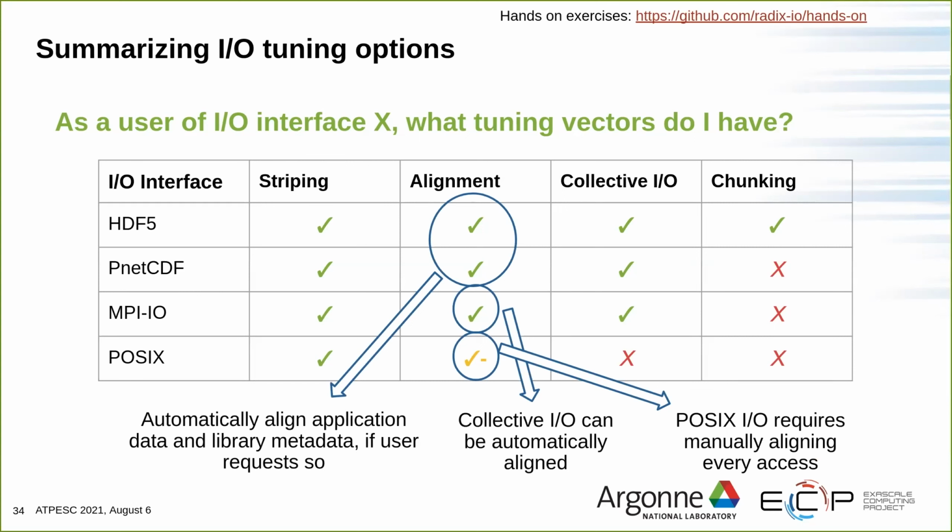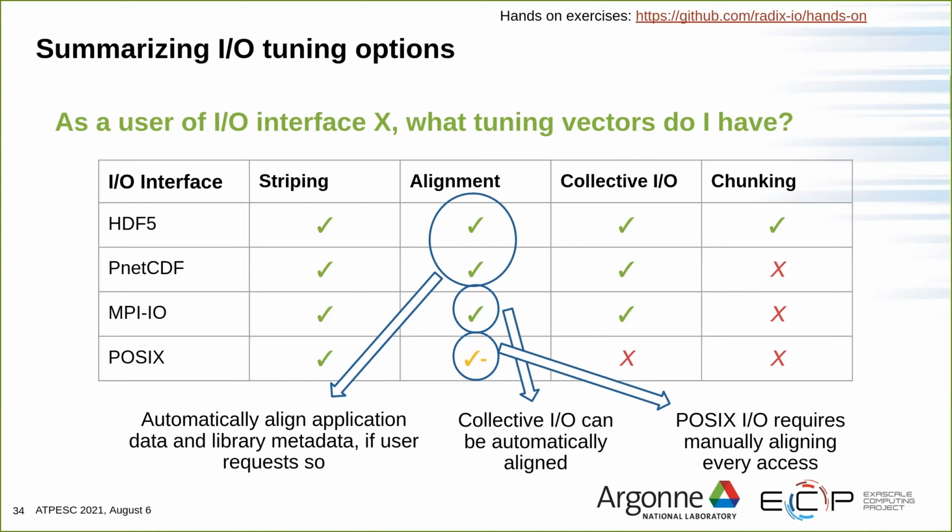On the alignment front, it's a little more complicated. HDF5, PNetCDF, and MPIO are all basically alignment aware. I have a check minus for POSIX because while technically you can manually make sure you align your accesses via POSIX, it requires a lot of work on you as a developer to do so. Whereas in the other examples, it's much more automatic. With HDF5, for instance, if you set an alignment value, then it'll honor that and make sure it's generating IO requests that are aligned, which is a lot more convenient than manually doing that yourself.